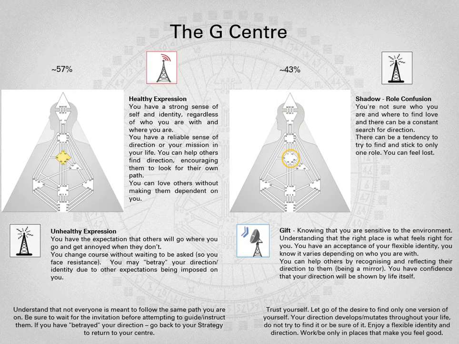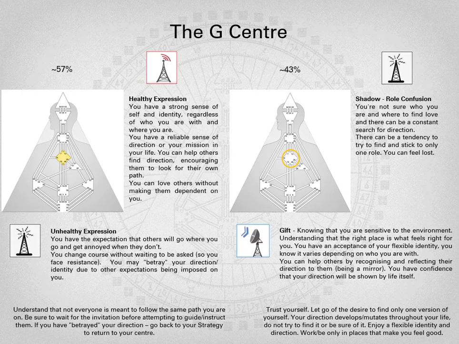The shadow of this centre is role confusion. You're not sure who you are and where to find love, and there can be a constant search for direction. There can be a tendency to try to find and stick to only one role, and you can feel lost.